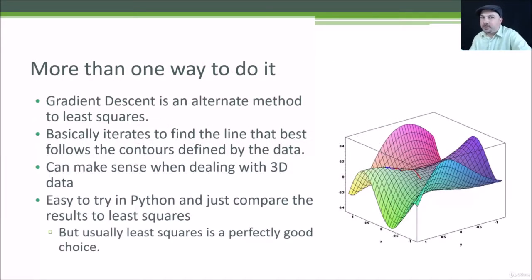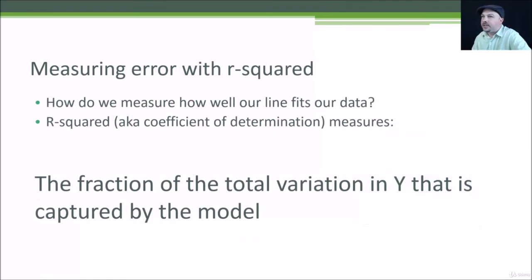There is more than one way to do it. We talked about ordinary least squares as being a simple way of fitting a line to a set of data, but there are other techniques as well, gradient descent being one of them. And it works best in three-dimensional data, so it kind of tries to follow the contours of the data for you. It's very fancy and obviously a little bit more computationally expensive, but Python does make it easy for you to try it out if you want to compare it to ordinary least squares. Usually, though, least squares is a perfectly good choice for doing linear regression, and it's always a legitimate thing to do. But if you do run into gradient descent, you will know that that is just an alternate way of doing linear regression, and it's usually seen in higher dimensional data.